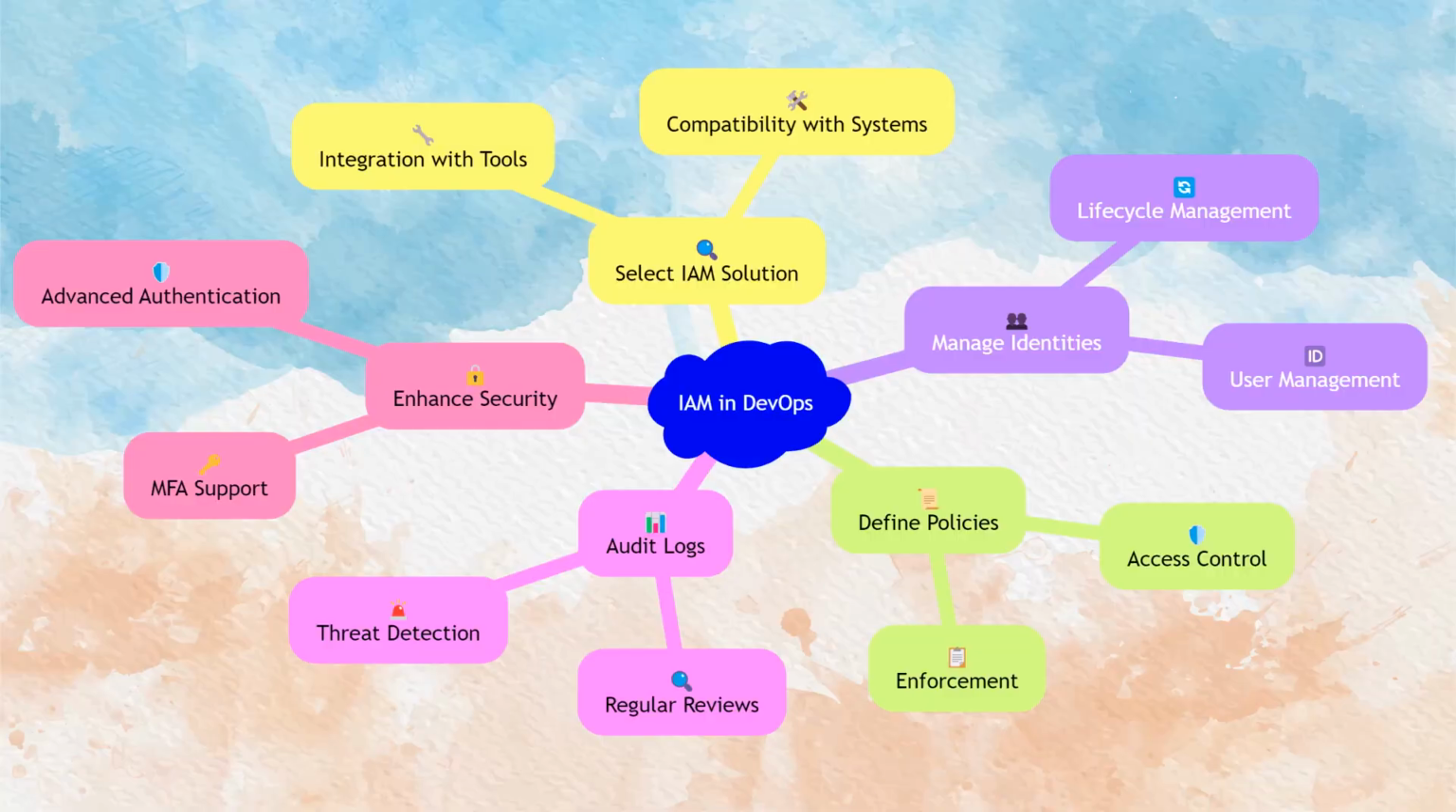To implement IAM in a DevOps environment, start by selecting an IAM solution that integrates well with your existing tools and systems. Define and enforce access policies. Manage user identities and regularly audit access logs to detect and respond to potential security threats. Ensure that your IAM solution supports MFA and other advanced authentication methods to enhance security.